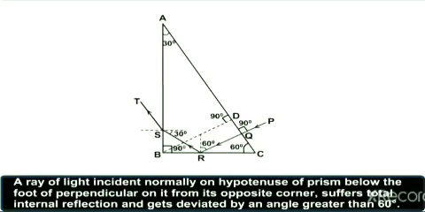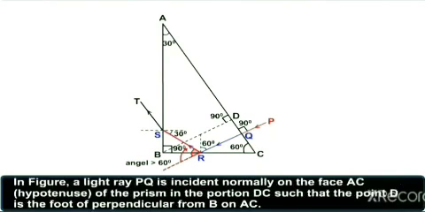A ray of light incident normally on the hypotenuse of a prism, below the foot of the perpendicular on it from its opposite corner, suffers total internal reflection and gets deviated by an angle greater than 60 degrees. In the figure, a light ray PQ is incident normally on the face AC, the hypotenuse of the prism, in the portion DC, such that the point D is the foot of the perpendicular from B on AC.